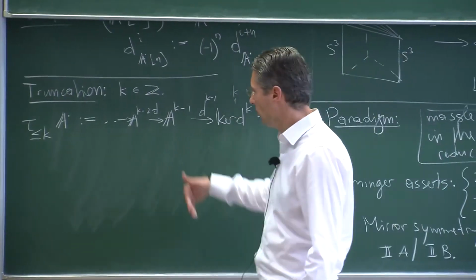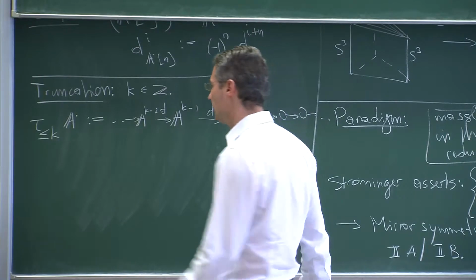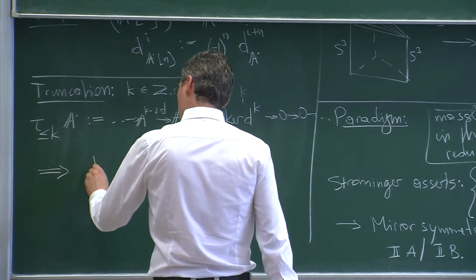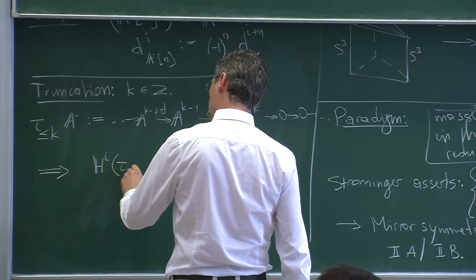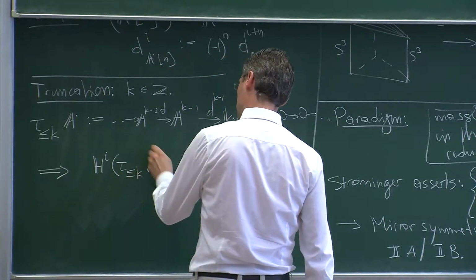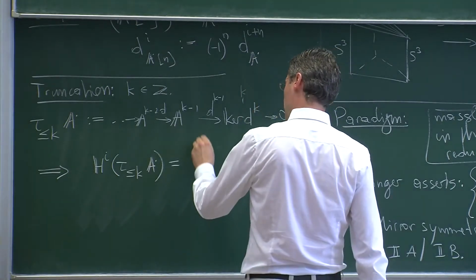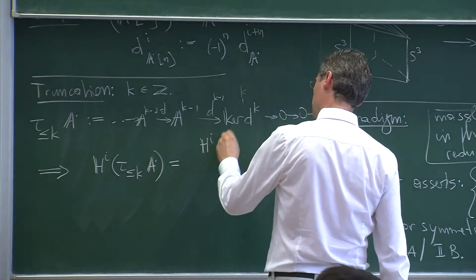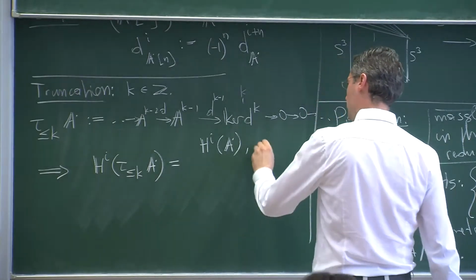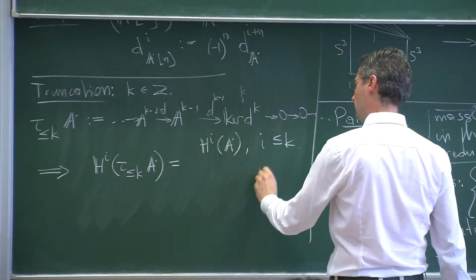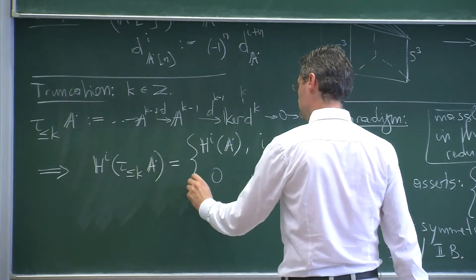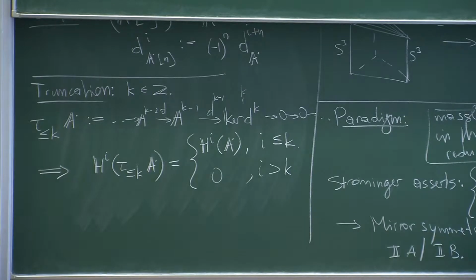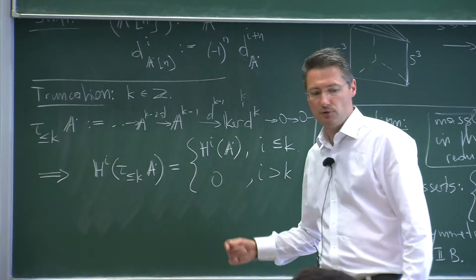And the point is that the cohomology is cleanly truncated by this process. So when you do this, the cohomology sheaves of this new complex are given by the cohomology sheaves of the old complex when i is less than or equal k, obviously, and otherwise, if i is greater than k, it's simply 0. Right? So it cleanly truncates the cohomology. That's the value of this construction.